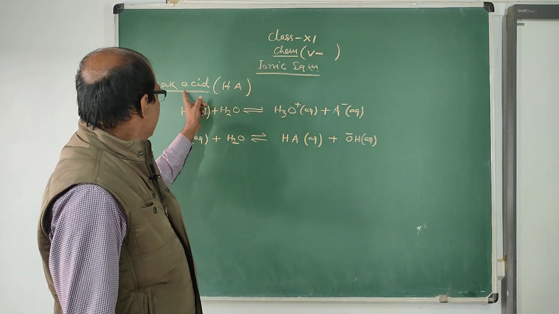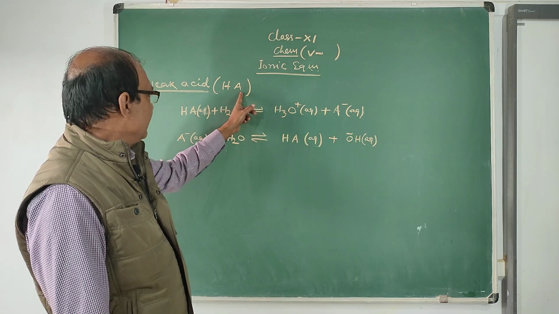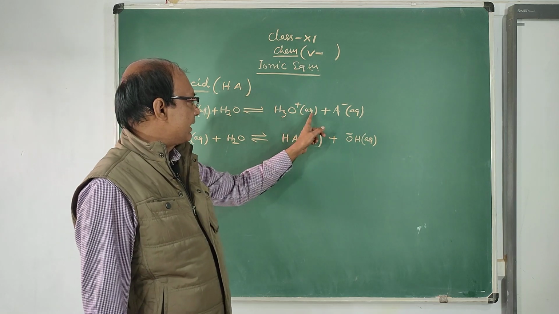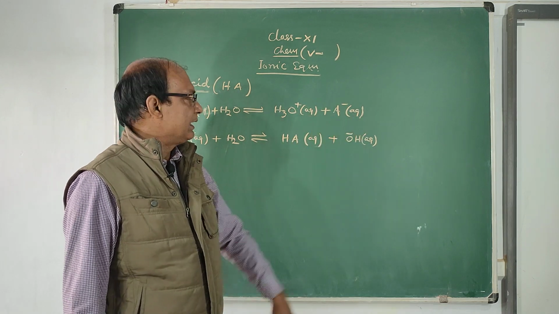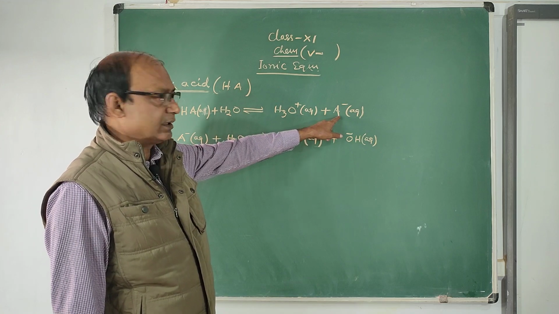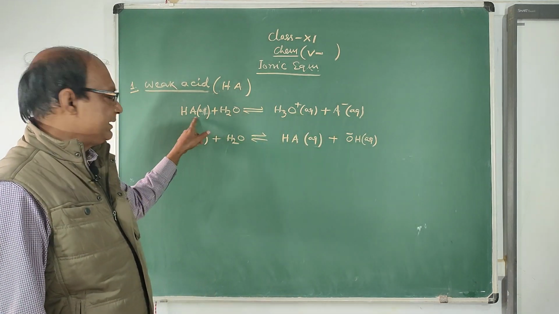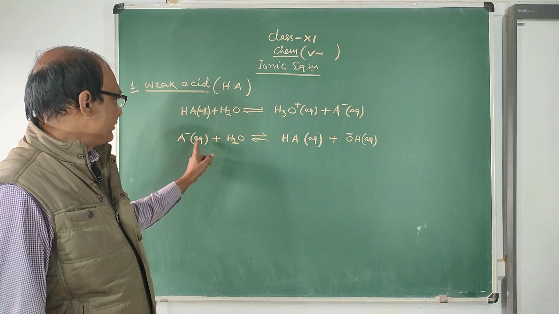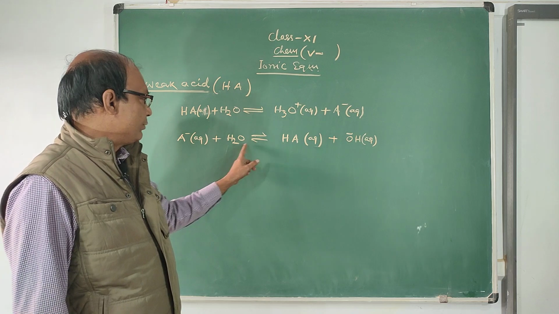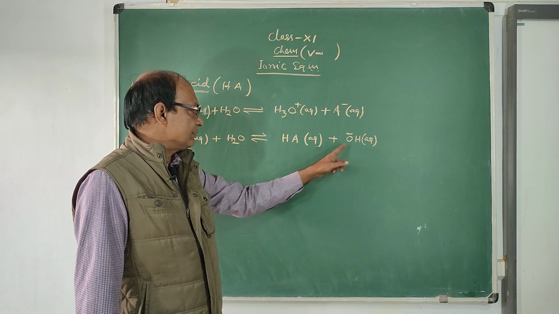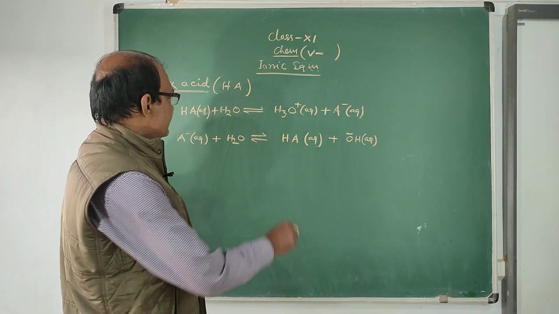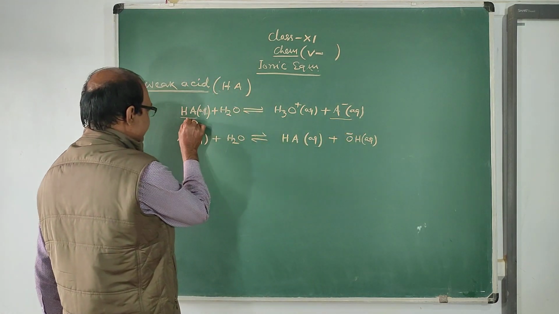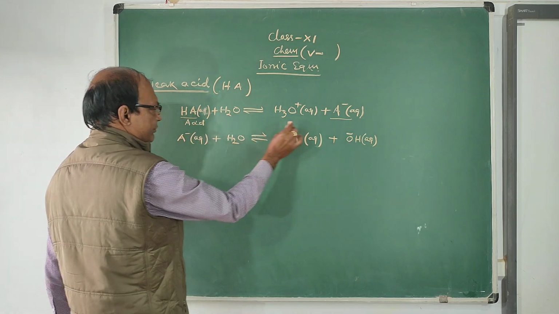Let us consider a weak acid HA, and HA dissociates in water forming H3O plus aqueous and A minus aqueous. Remember here that A minus is the conjugate base of the acid HA, and the conjugate base dissociates in water to form HA plus OH minus. Now let us consider these two cases. This is the acid and this is the conjugate base.